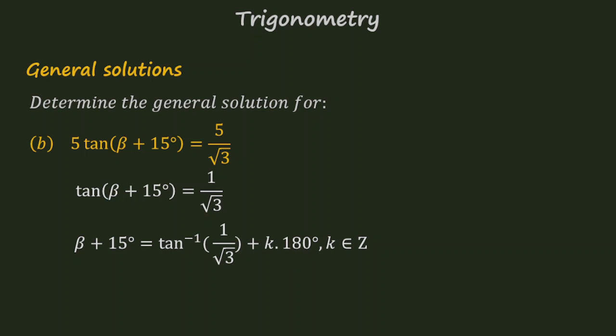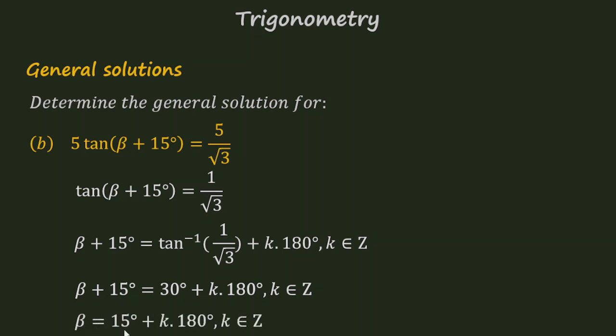The period of the sine function and the cosine function is 360 degrees, and the period of the tan function is 180. Then from here we can simplify. The arctan of 1 over the square root of 3 is 30 degrees. This is our reference angle. We can further simplify for beta. So our beta will be 15 degrees plus k times 180 degrees, where k is an element of the integers. This is one of the solutions, which will be in the first quadrant.